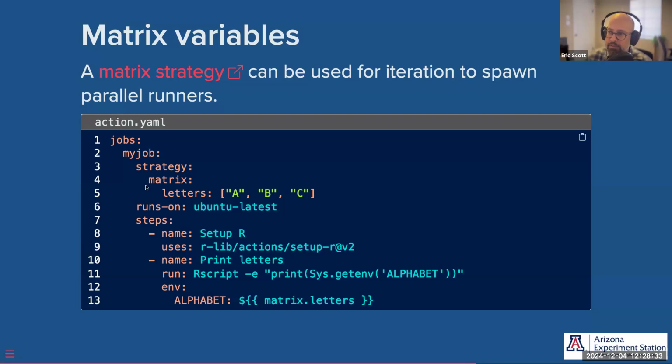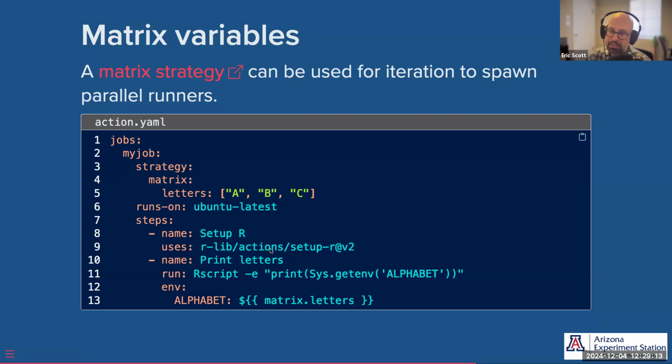So here's a very contrived example where under our job, we're saying use a strategy matrix. Letters, I can call this whatever I want, are A, B, and C. So then what happens is it is going to launch 3 runners, one for each of these letters. And on each of those, it's going to set up R. And then it's going to run this R script where it prints an environment variable called alphabet, that I'm defining right here, and it's pulling it from this matrix.